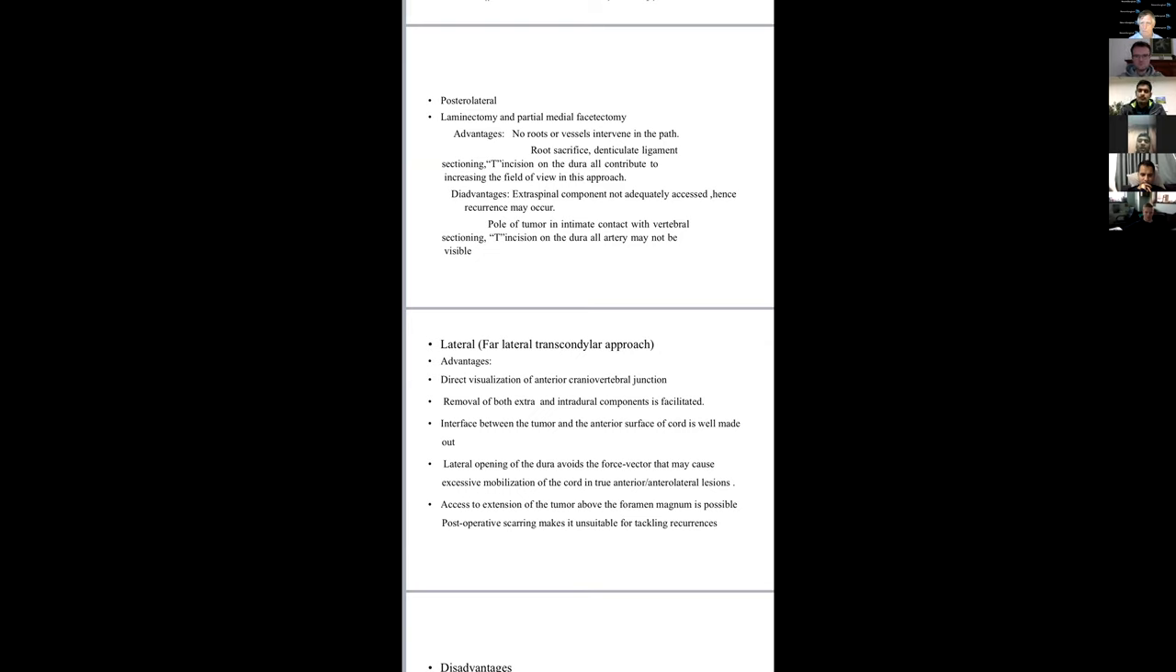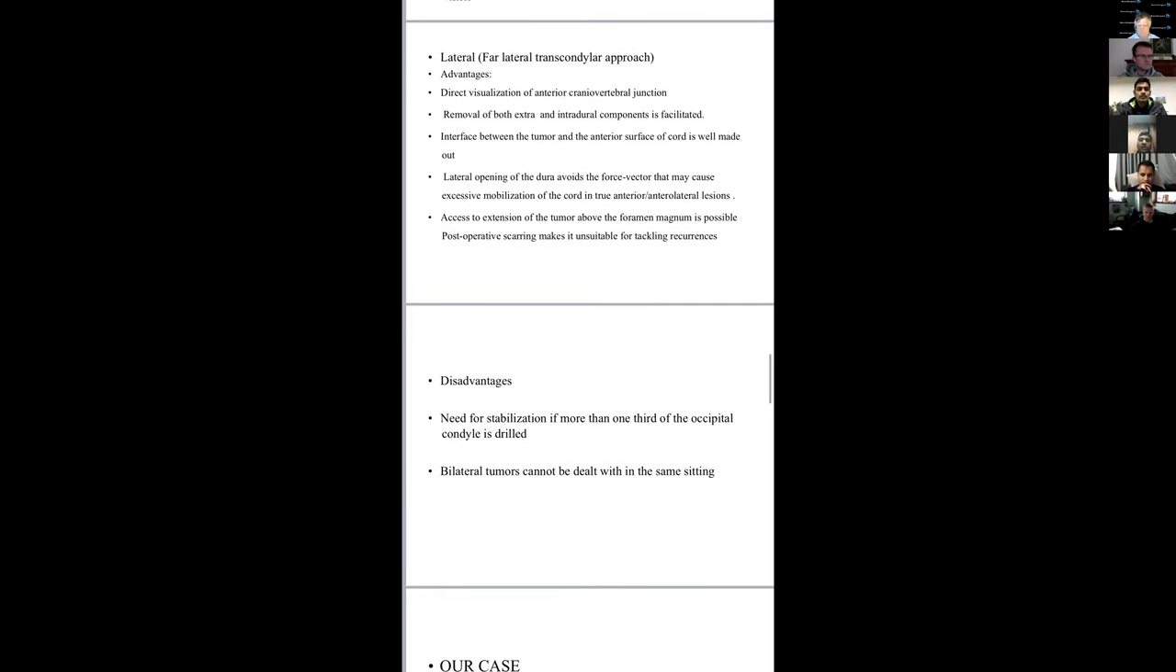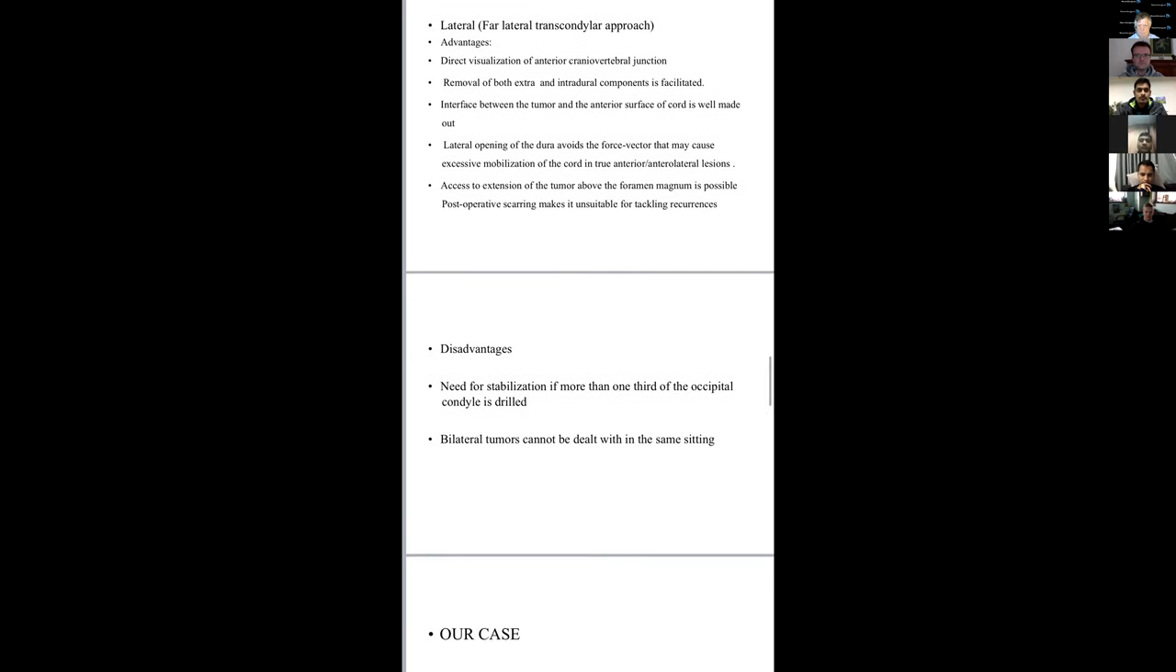Lateral opening of the dura avoids force that may cause excessive mobilization of the cord in true anterior or anterolateral lesions. Access to extension of the tumor above the foramen is possible, and post-operative scarring makes it unsuitable for tackling recurrence. Disadvantages of the lateral approach: the need for stabilization arises if more than one-third of the condyle is drilled, and bilateral tumors cannot be dealt with in the same setting. Those are the lateral approach's advantages and disadvantages.